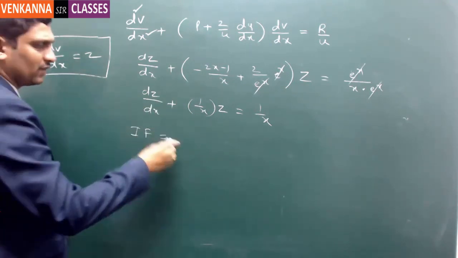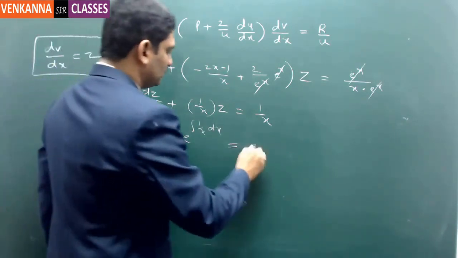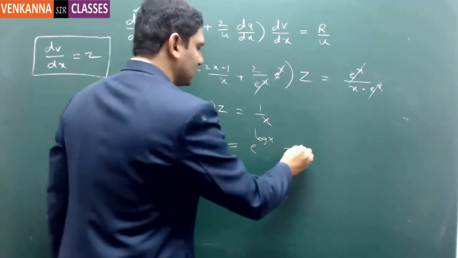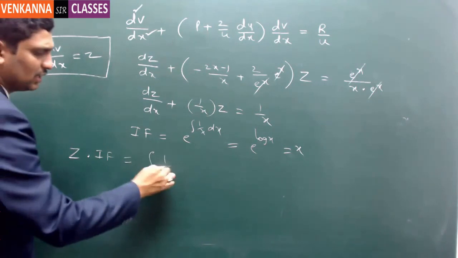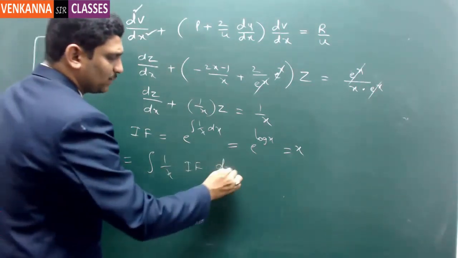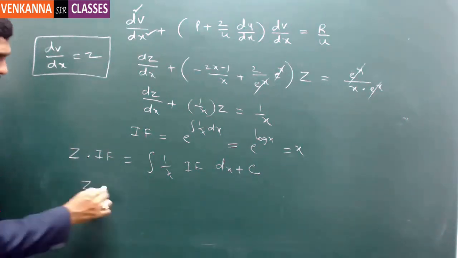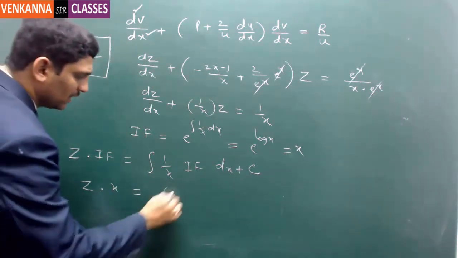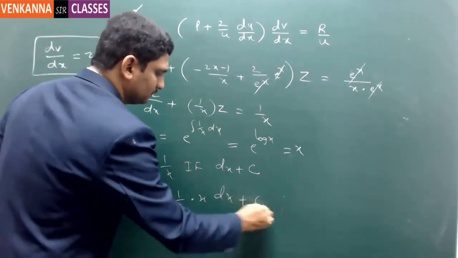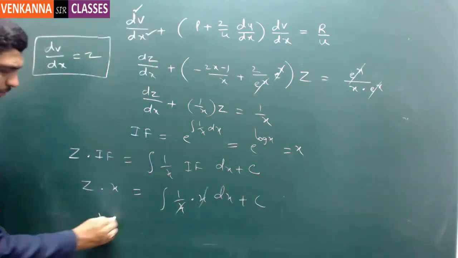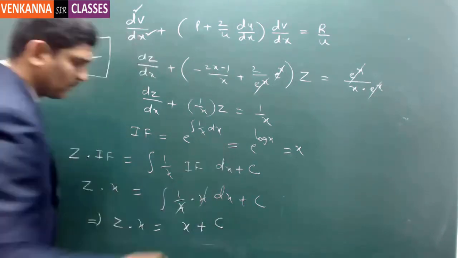So integrating factor equals e power integral 1 by x dx. So e power log x is equal to x, and z into integrating factor equals integral 1 by x into integrating factor dx plus c. So z into integrating factor, which is x, is equal to integral 1 by x into x dx plus c. Accepted all?